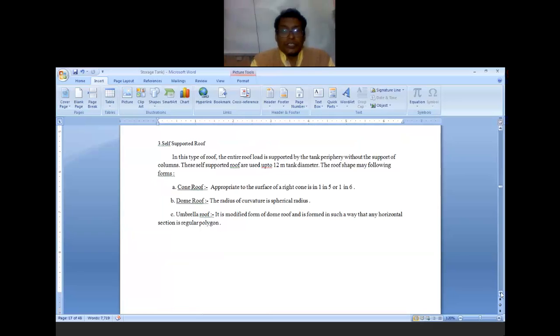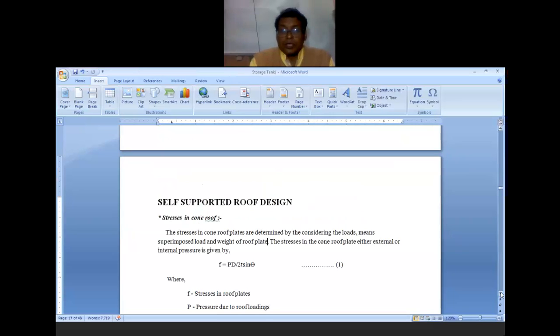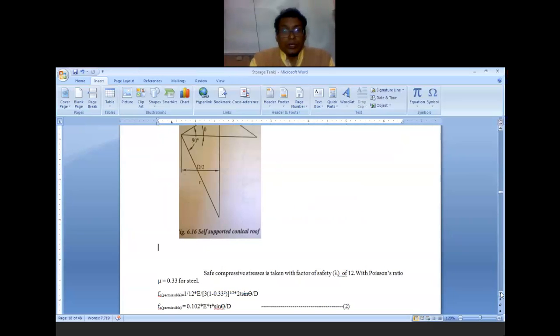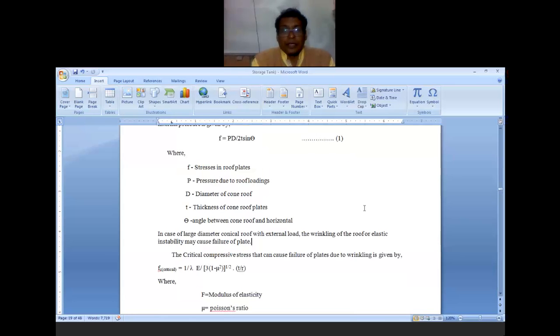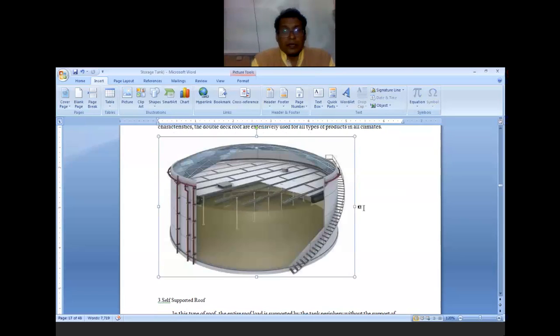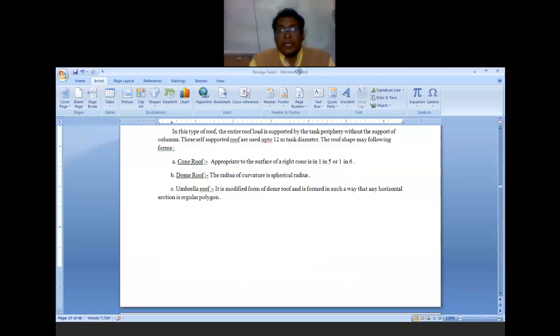Next is a self-supported roof. This is the basic self-supported roof which is available. So these are the self-supported roofs, that is the conical roof. Self-supported conical roof.